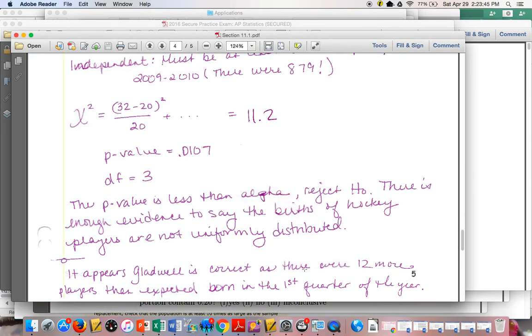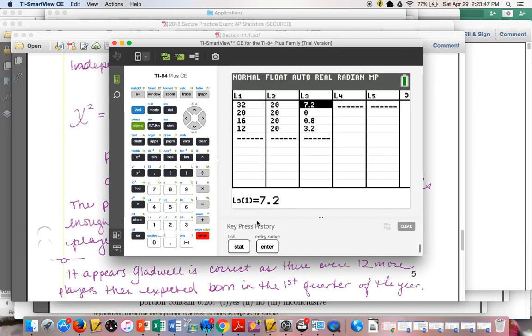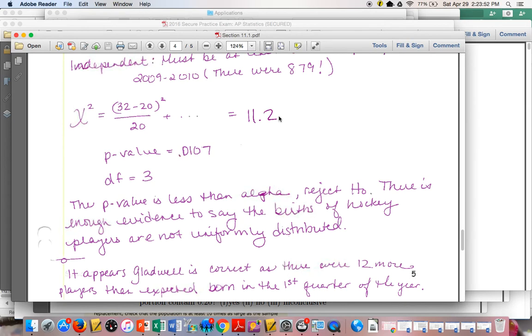There were 12 more players than expected. So I'm saying 12 more. I expected 20 if it was uniformly distributed. There were 12 more born in that first quarter of the year.